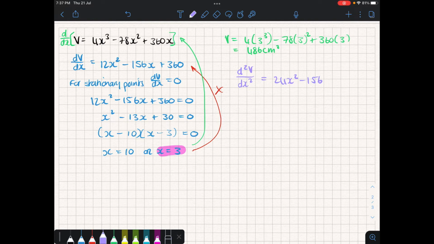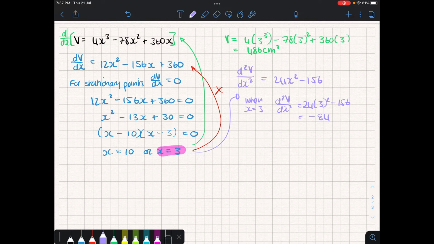So what I need to do is I need to put my x coordinate into this function. So I want to know what the second derivative is here. So when x is equal to 3, let's see what d squared v on dx squared is equal to. So it's 24 times 3 minus 156, which is equal to minus 84. Now, I don't care about the minus 84 part.